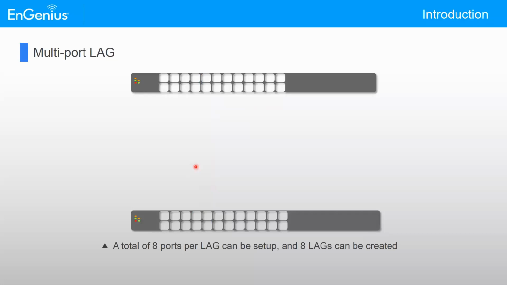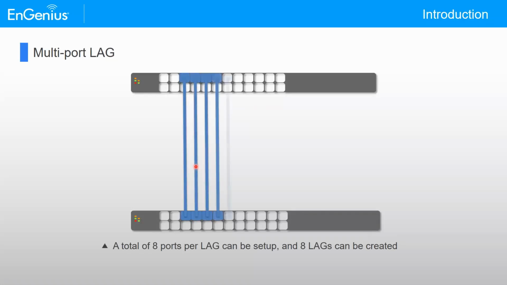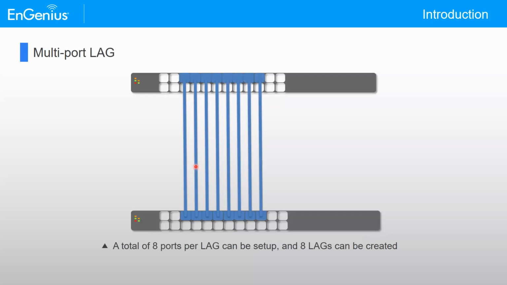Now, for link aggregation, you can combine up to 8 ports, and you can have up to 8 link aggregation groups on your network. So, for example, this is a 24 port switch. You can have 8 ports connected in one group for link aggregation. That means my transfer speed between these two switches is 8 gigabits per second if it's a gigabit switch.